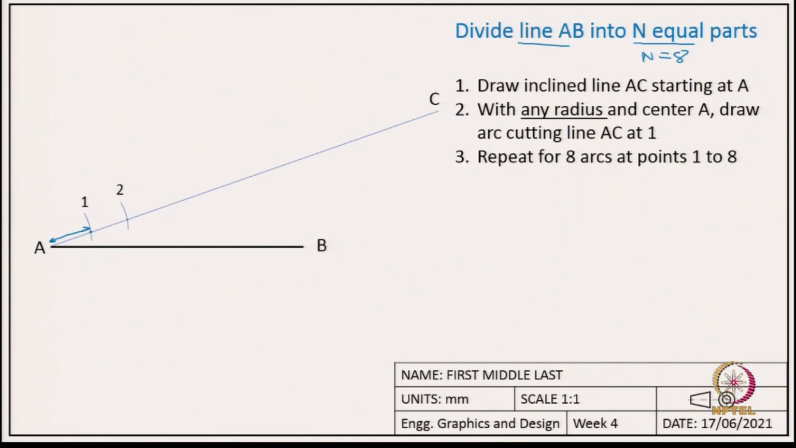So, now we get this point 2, and similarly I will continue until the number of equal parts I need to make this line AB. So, here I want to make it into 8 equal parts. So, I will make 8 arcs. So, each of these arcs will give me a point. So, I got points from 1 to 8. Now, what we do is you connect this point 8 to the end of this line AB, which is point B. So, we have joined this point 8 to point B.